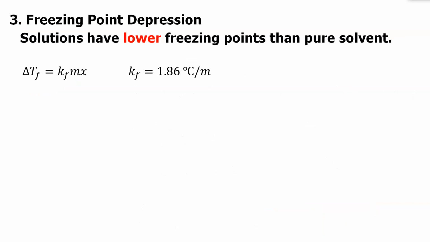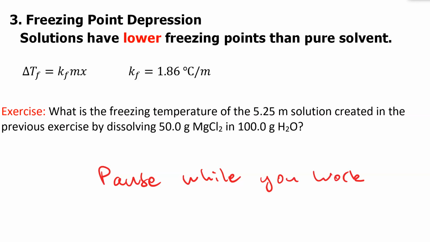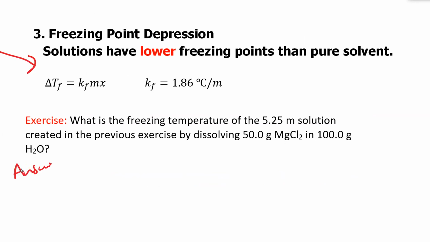Freezing point depression is calculated in a very similar way to boiling point elevation. So here's another exercise. What is the freezing temperature of the 5.25 molal solution created in the previous exercise by dissolving 50 grams of magnesium chloride in 100 grams of water? Go ahead and pause the video while you work. So here's the answer.